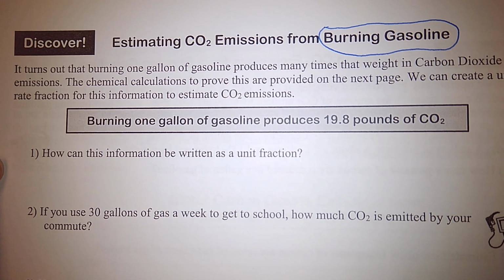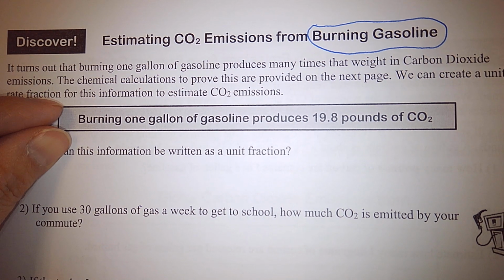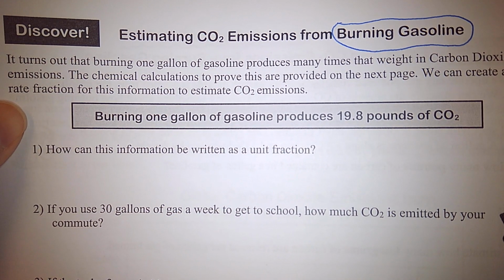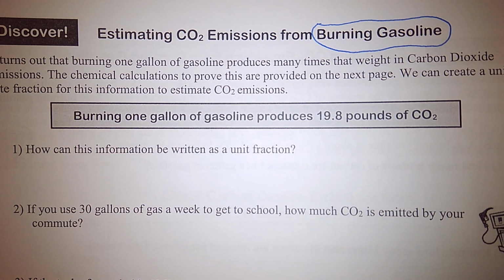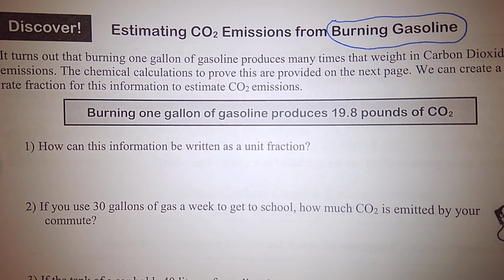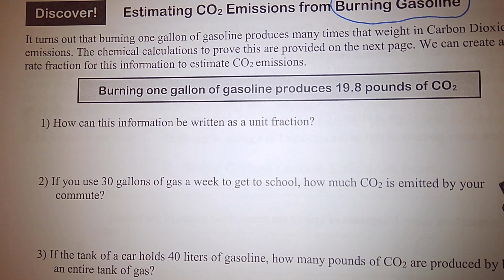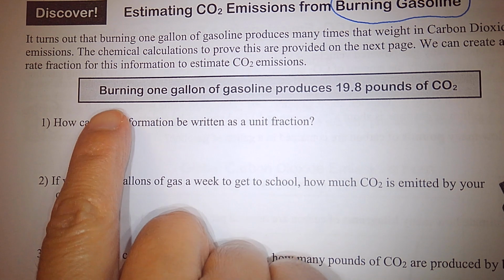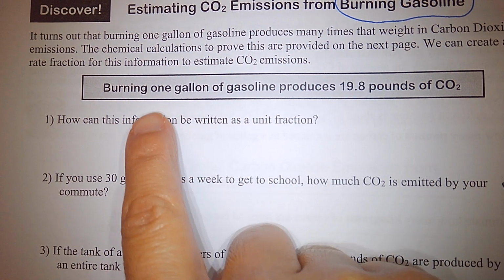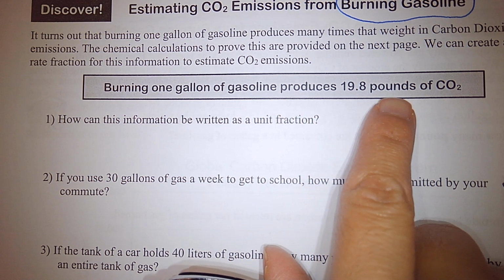I'm going to ask a volunteer to read this short paragraph and also this gray box. Kathleen? It turns out that burning 1 gallon of gasoline produces many times that weight in carbon dioxide emissions. The chemical calculations to prove this are provided on the next page. We can create a unit rate fraction for this information to estimate CO2 emissions. Burning 1 gallon of gasoline produces 19.8 pounds of carbon dioxide. Good. So burning 1 gallon of gasoline will produce 19.8 pounds of CO2.